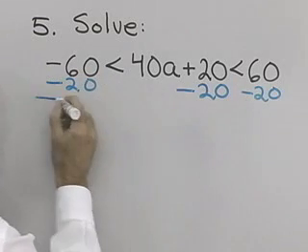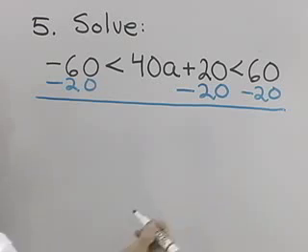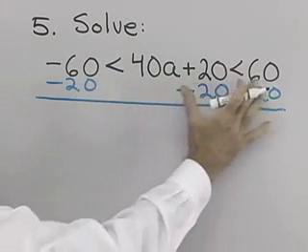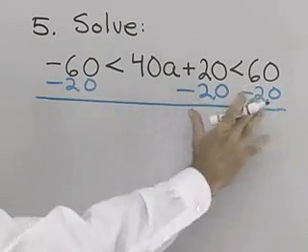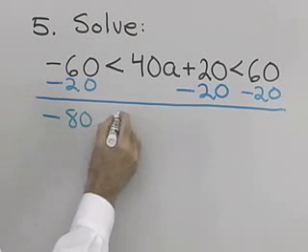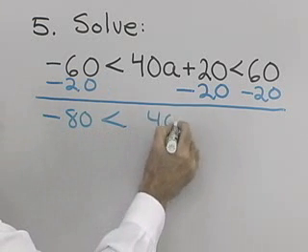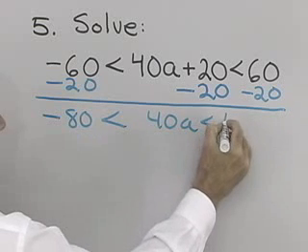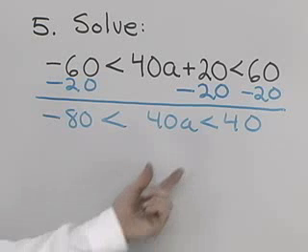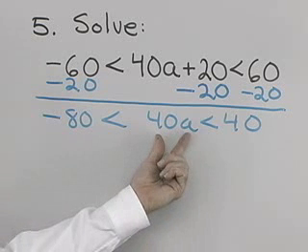Now remember, this is just a shorthand notation for the addition property for inequalities. I'm really adding negative 20 to each of these three expressions. I know it won't change the solution to this inequality. So negative 80 now is less than 40a, which is less than 40. So I've added negative 20 to each of the three expressions. I end up with this inequality.